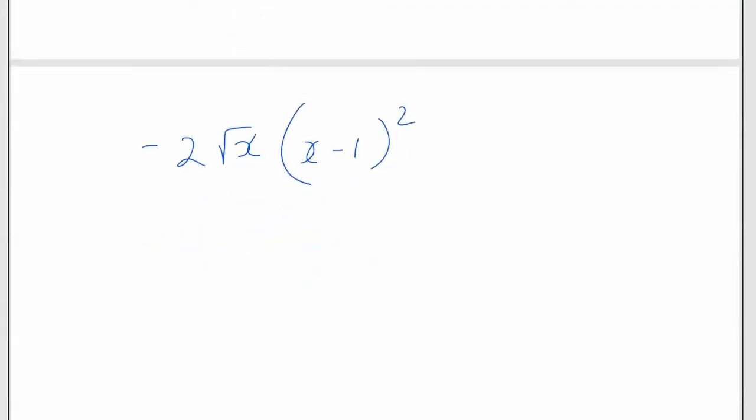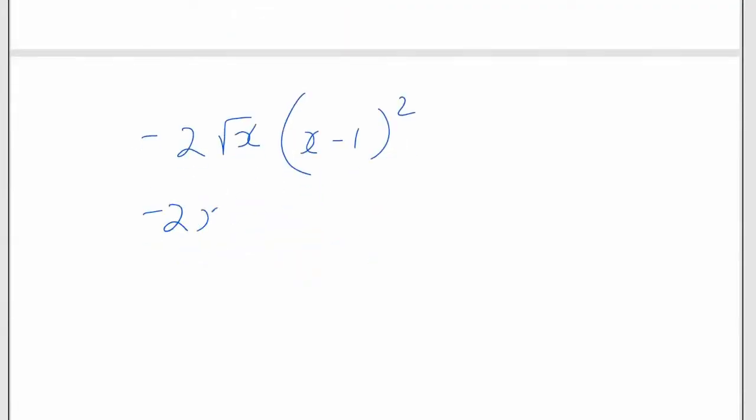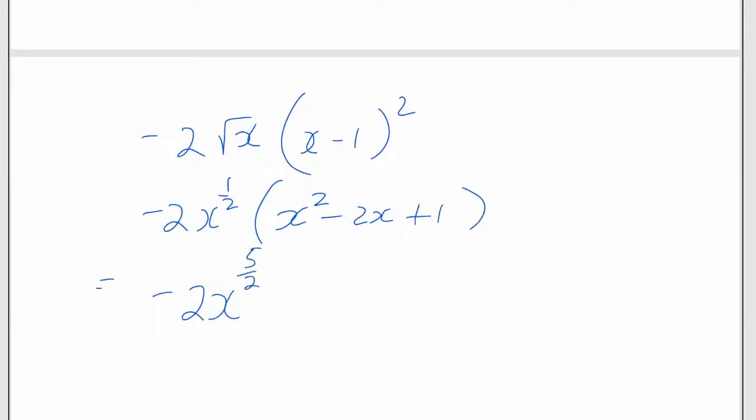Okay. So one thing we know is that square root of x is the same as x to the exponent of a half. We need to open this up using FOIL: x squared minus 2x plus 1. Then I need to open this further. So what is this going to give me? It's going to give me negative 2x to the exponent of 5 over 2, and negative 4x to the exponent of 3 over 2. It's supposed to be a minus, not a plus. Okay, so it's saying minus 2x to the exponent of a half.